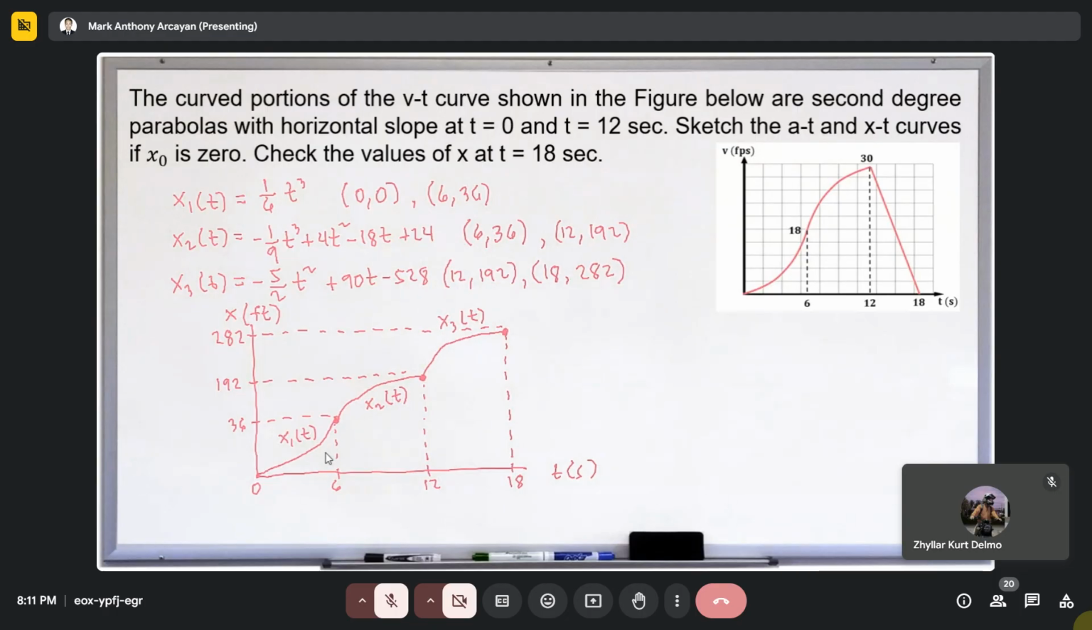But for 0 to like 6, I think it will curve upwards, no? But for 6 to 12, since we have negative here, it will curve downwards.